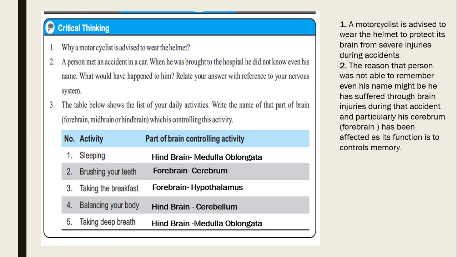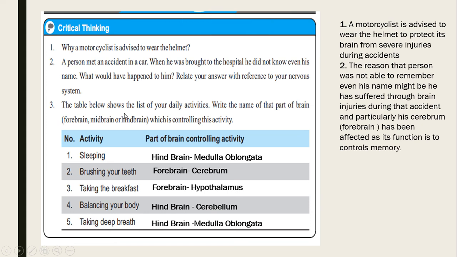Here the scenario is that a person has met with an accident, and during that accident he is not going to remember his name. So please think about the part of the brain that is involved in memory. Yes, you remember, it's the part of the forebrain, the cerebrum, that is involved in the function of memory control. So the reason that person was not able to remember even his name might be that he suffered brain injuries during that accident, and particularly his forebrain has been affected, as its function is to control memory. Please note these answers in your notebook, or wherever you want to note them down for your ease. These are the exact answers for your guide.